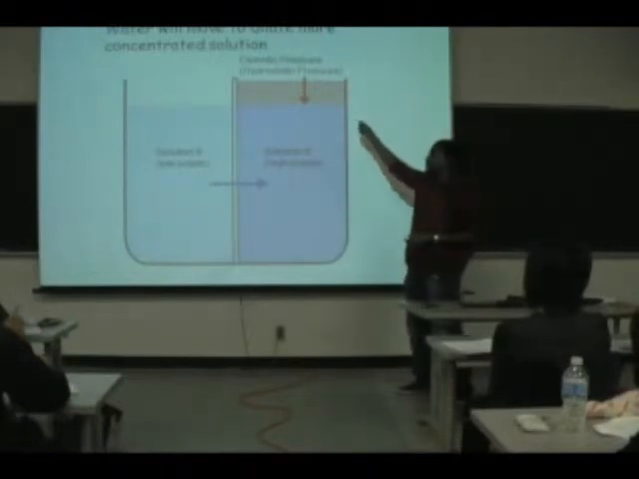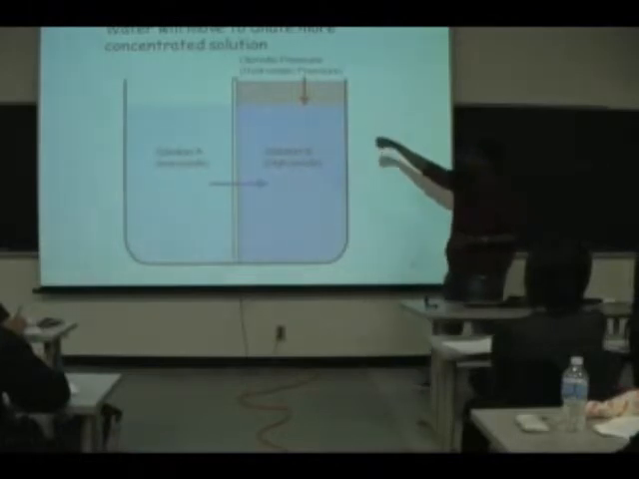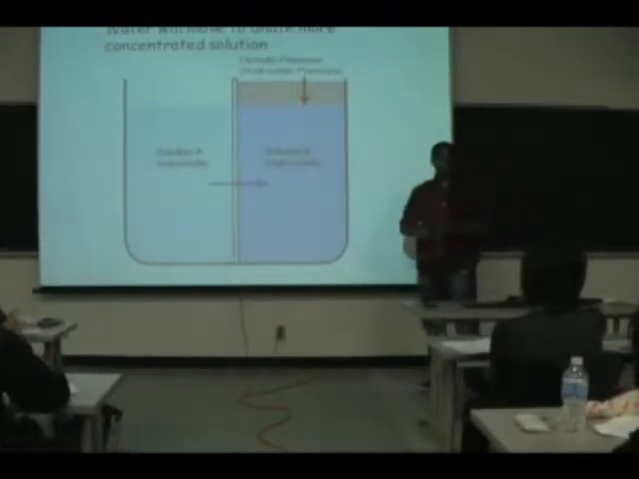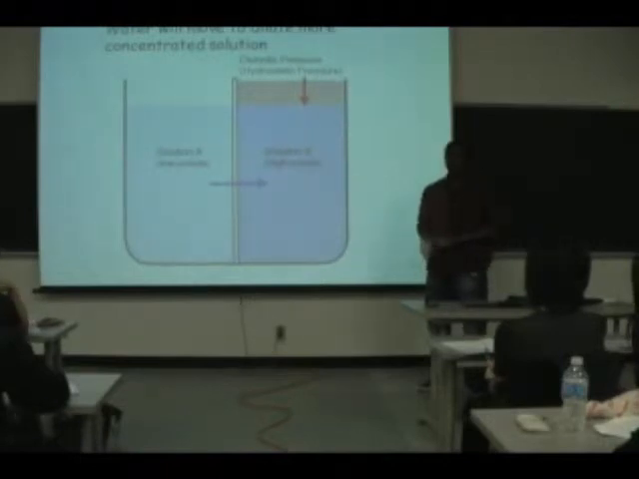Alright, so it's represented in your book by this kind of diagram. You have to apply a certain amount of pressure to prevent the movement of water. Okay, we could call this the osmotic pressure, the hydrostatic pressure.